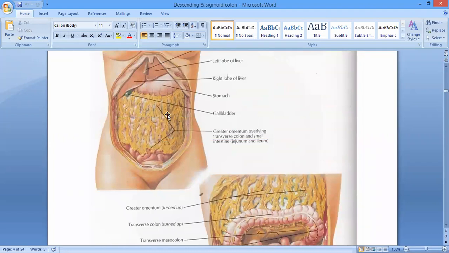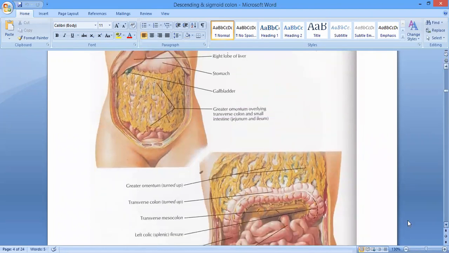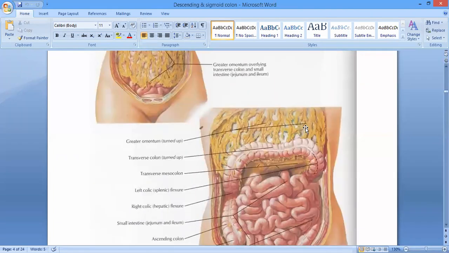Here the anterior abdominal wall has been removed, right? So in its anterior relations, from within outwards, what will there be? Coils of small intestine, greater omentum and the anterior abdominal wall. Okay? What is difficult in this? We have discussed these things so many times.